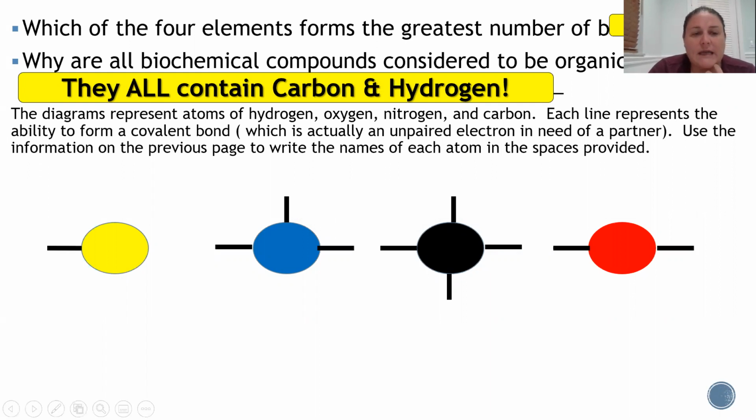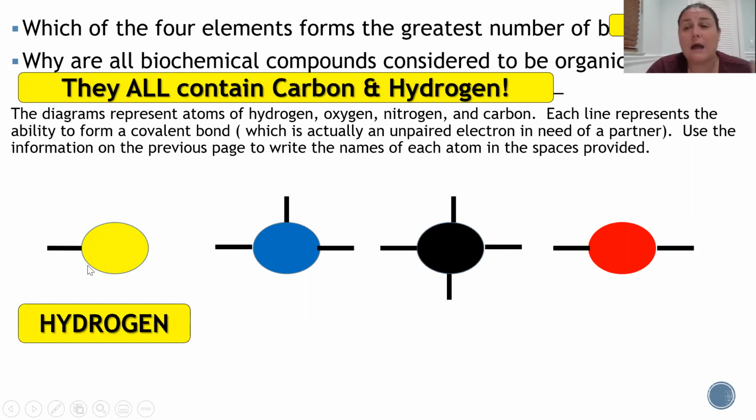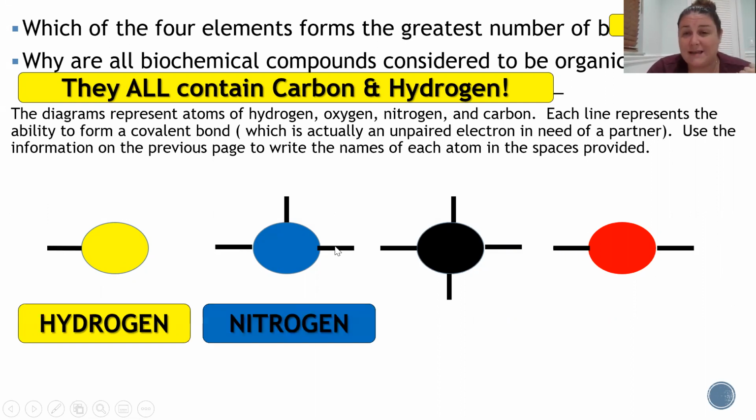So if we take a look, here are atoms. These are what we call ball and stick models. And so this is an atom, and the little stick is representing a single covalent bond. So this is an atom that can only form 1 bond. So that would be representative of hydrogen. This one can form 3 bonds. So that would be nitrogen.